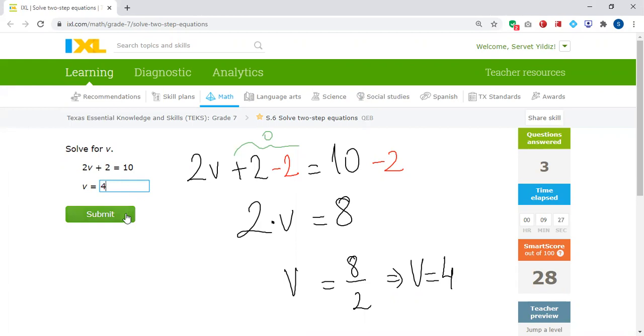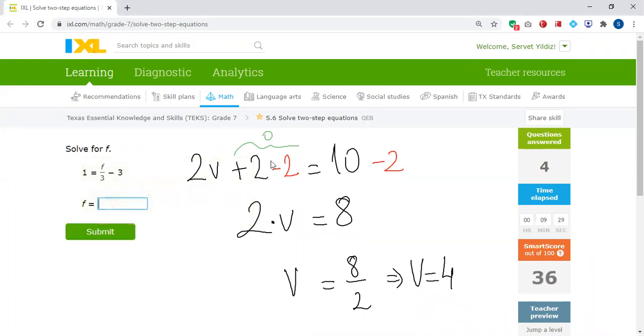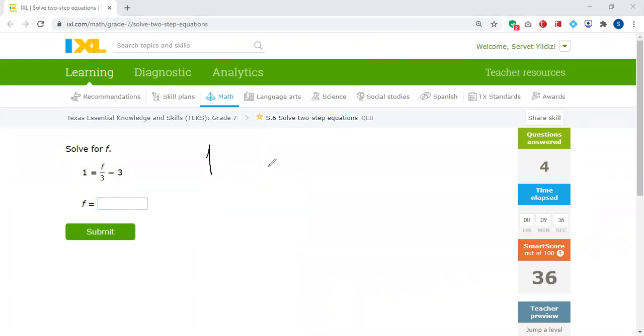And let's submit. And we have another one. So let me clear first. All right, so I'm going to copy this. 1 is equal to f divided by 3 minus 3.